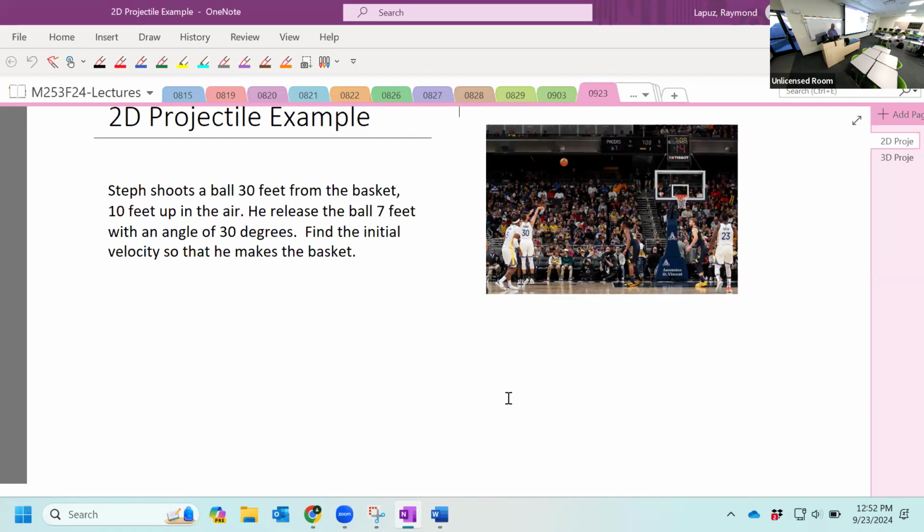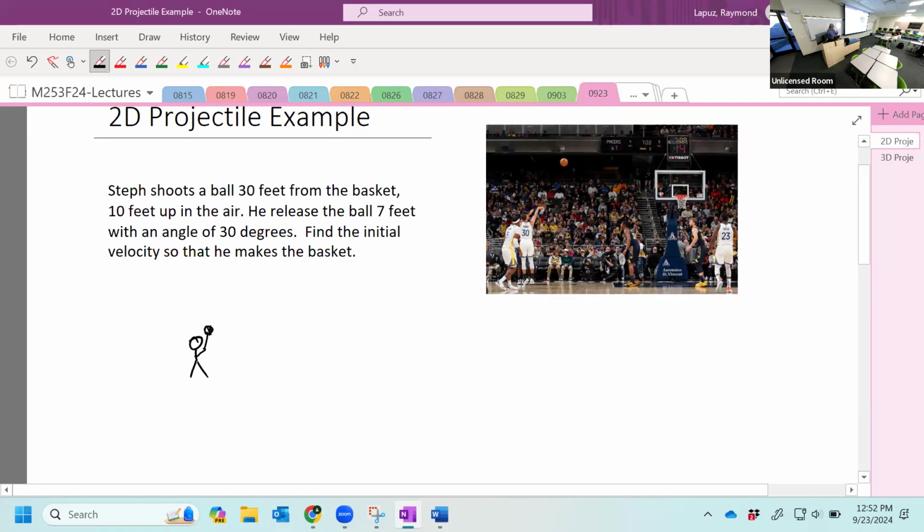It's always good to draw your scenario if possible, and these projectile problems, it's usually possible to draw what's happening. And as you're drawing it, you want to set an origin, like where 0, 0 is supposed to be. So let's see. Let's have Steph Curry shooting the basket.